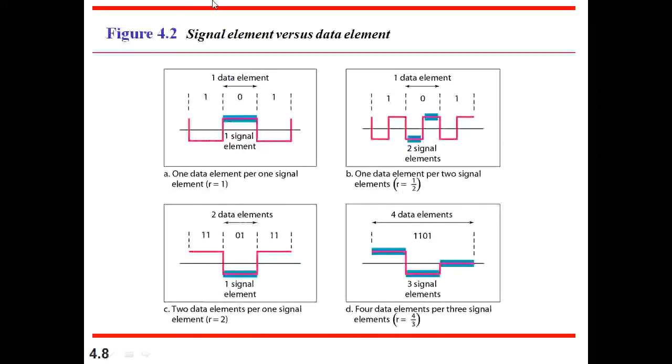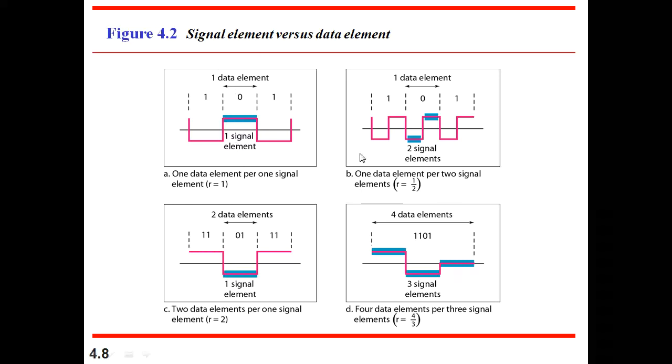Here we can see signal element versus data element. Here we have one data element for one signal element, so small r is equal to 1. We already discussed this. One data element per pulse. We have the input data 101. To represent each bit, one particular pulse is used. One particular signal is used to represent the actual data. That is the meaning.